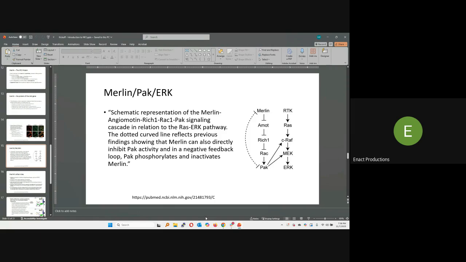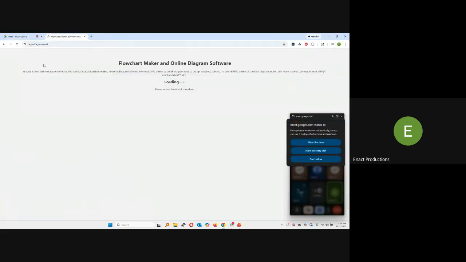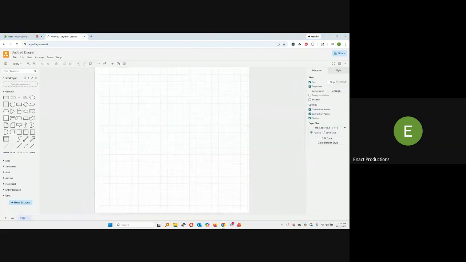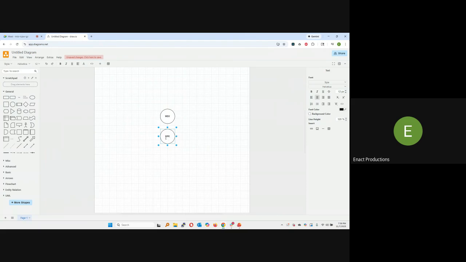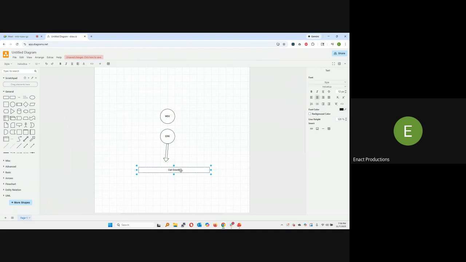Sure, no worries. So let's see if we can simplify it. You guys can see. Well, actually, not on that one. Let me use a different tool. All right, so we have MEK, ERK, and then ERKs resulting in cell growth, proliferation, and survival.